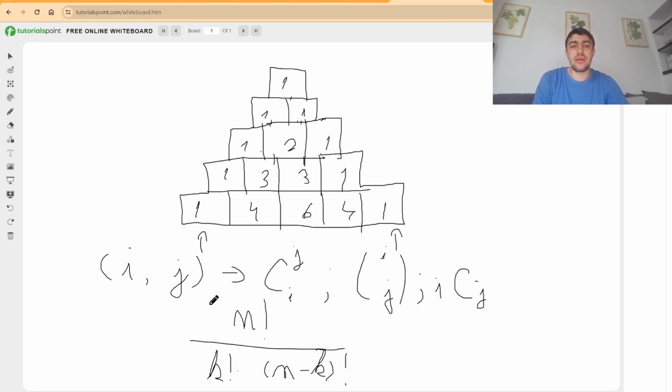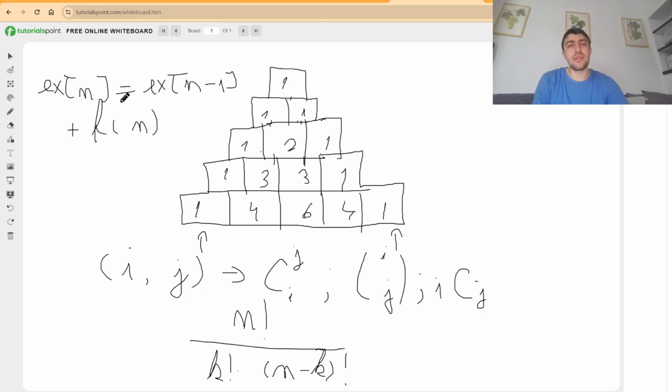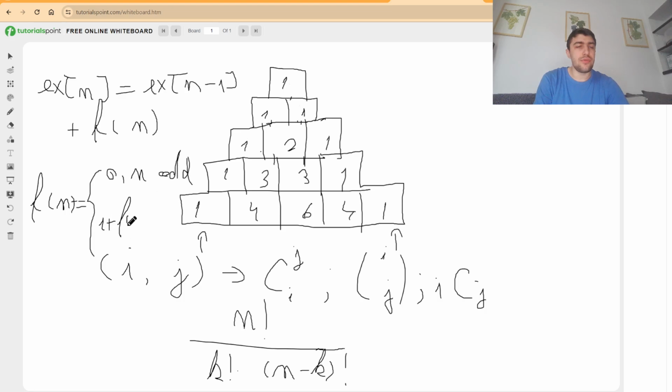And in order to find the exponent at which 2 shows up in n factorial, let's say we have something like ex of n, how many times 2 shows up in the representation of n factorial. It's obvious that we will start from ex of n minus 1, plus I will name it f of n. And how do we compute this f of n, which means how many times 2 shows up? It's basically the power at which 2 shows up in the prime factorization, and f of n can be computed recursively in a very simple manner as 0 if n is odd, otherwise 1 plus f of n over 2 if n is even. So again, we have this function which can be computed without too much trouble.